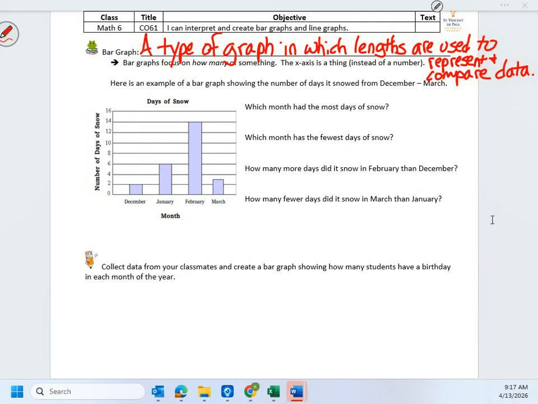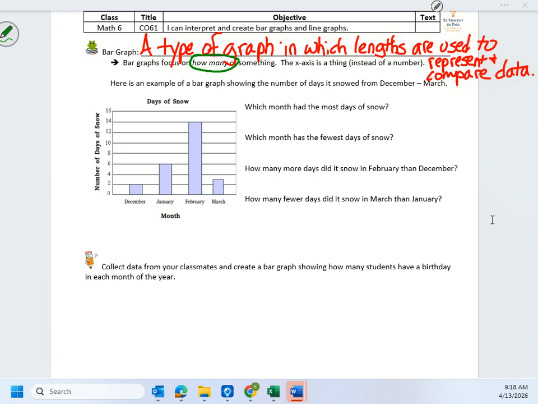So we are going to use the bar graph when we want to compare our data. And I want you to circle the bar graph focuses on how many of something. So if you get a question that says how many, you know you want to use a bar graph for that data. So each of these different types of graphs that we're going to be doing, we're going to use for different reasons.